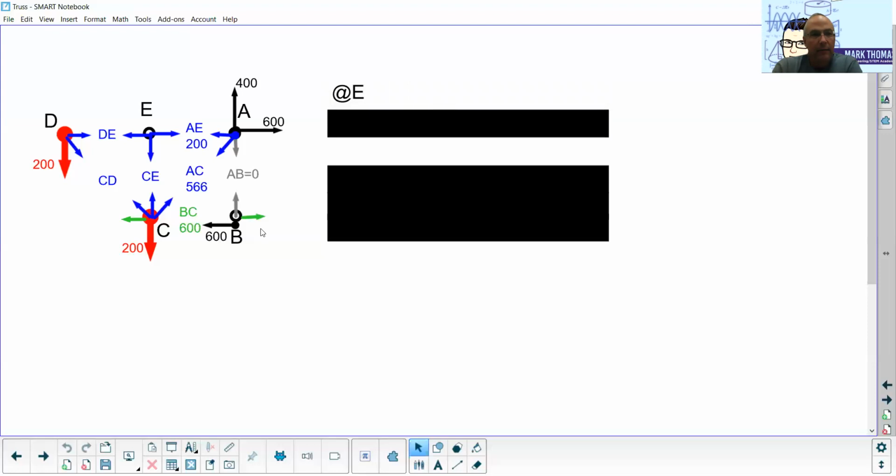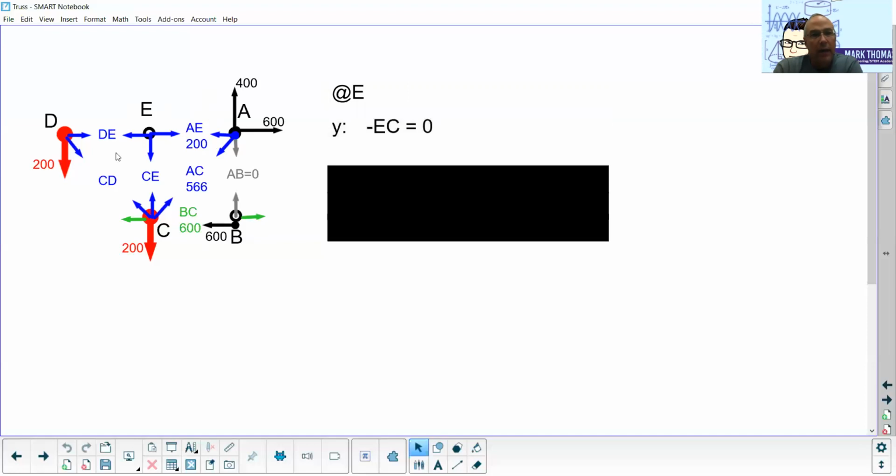So at E, I'm just kind of working my way around here. At E, I'm going to look at the sum of the forces in the X equaling 0 and the sum of the forces in the Y equaling 0. I'm going to start off with the one at Y. At Y, I only have one force in the Y. It's this CE or EC force that I have. It's actually acting down, so I went ahead and put a negative symbol in front of it, but that's the only one I have. So my EC member force is actually going to be 0. It's not in tension or compression. So neither of these actually are.